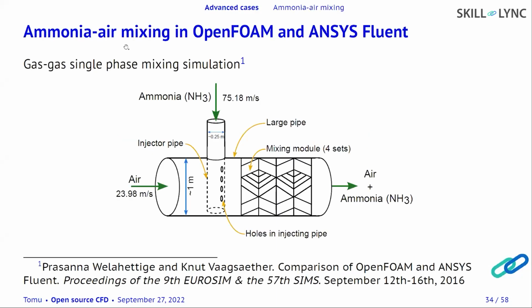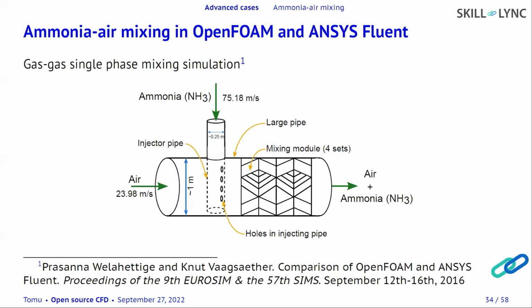So first is a case of ammonia mixing with air. Both ammonia and air are in gaseous phase. This is the case setup you can see. Air is entering from the left side and ammonia is entering from the top side. This is the main pipe and there is a mixing module at the right side. And after mixing, we have ammonia air mixture at the right side. And you can see there is a dotted region in the middle. It shows an injecting pipe and there are some holes in the injecting pipe. So ammonia is mixing with air after coming out from the injecting pipe.